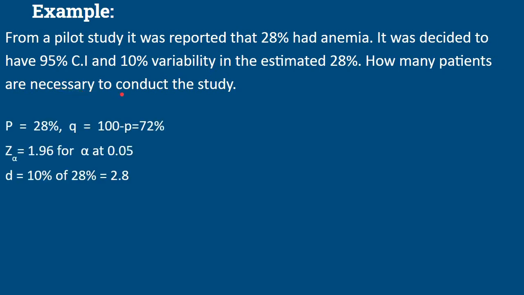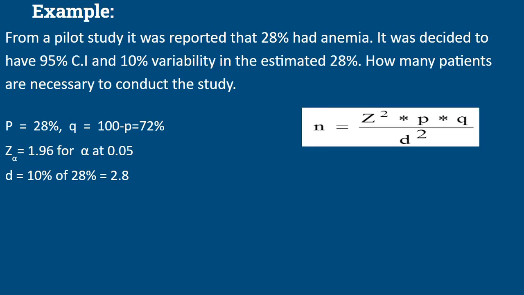So what is given here is the prevalence, 28%, through a pilot study. This can be through a pilot study or through a review of literature from a similar study. So Q is 100 minus P, which will yield 72%. Z alpha is 1.96 for alpha at 0.05. D is 10% of 28%, that is 2.8%, because it is given as 10% variability in the estimated 28%. So it is going to be the relative precision of 10%.